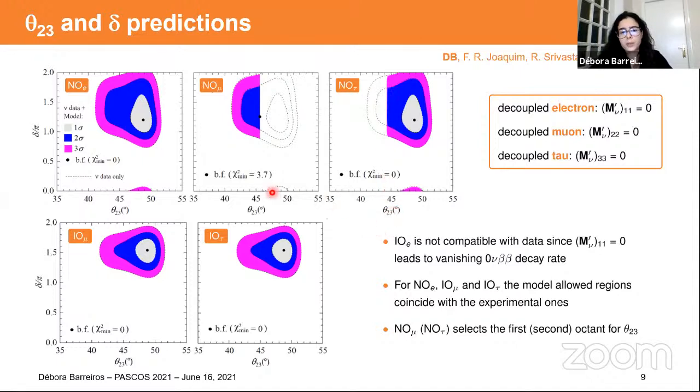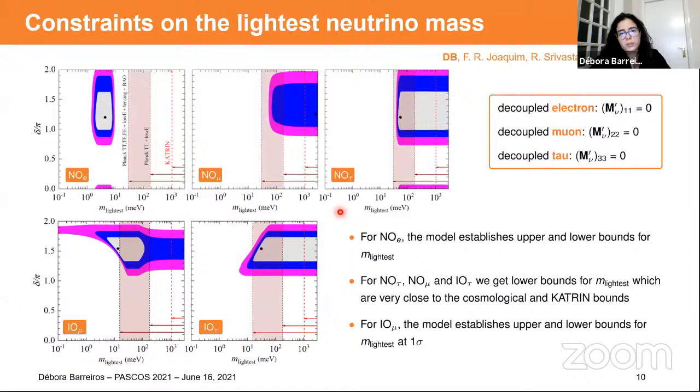So as you can see, once we get a better measurement of this angle, we will be able to exclude either one of these cases. Now moving on to constraints on the lightest neutrino mass, I here present the results in the plane of m lightest versus delta. For the case of normal ordering and decoupled electron, our model establishes both an upper and lower limit for m lightest. And both of these limits are still well below the current limits from cosmology and KATRIN.